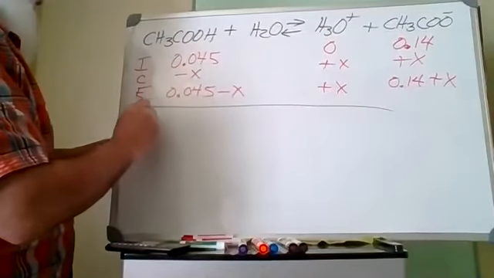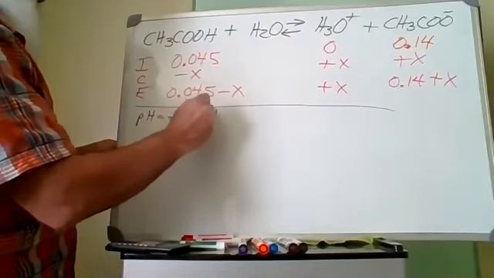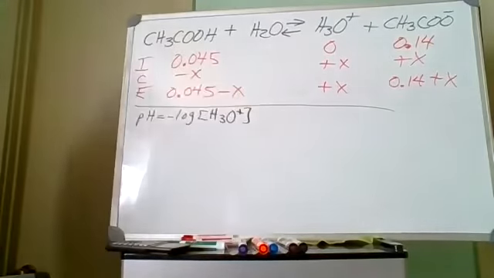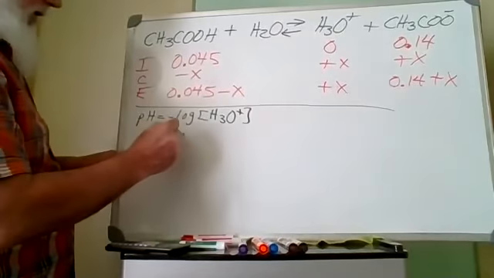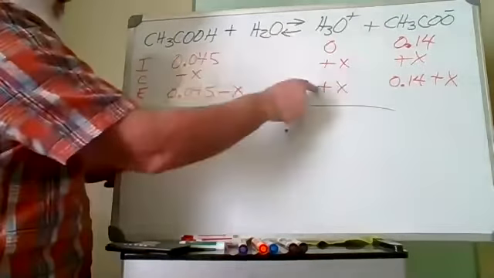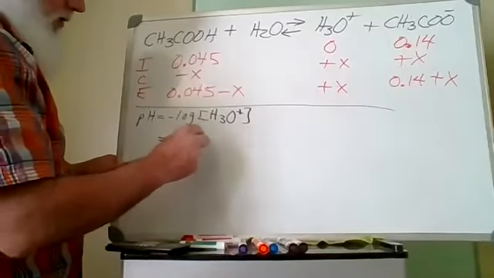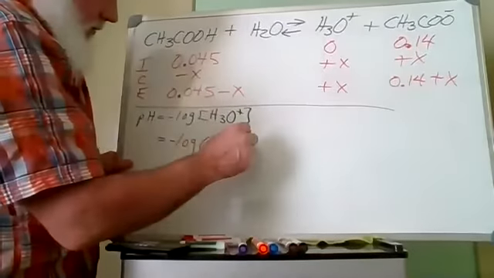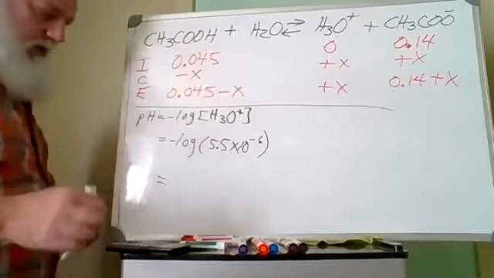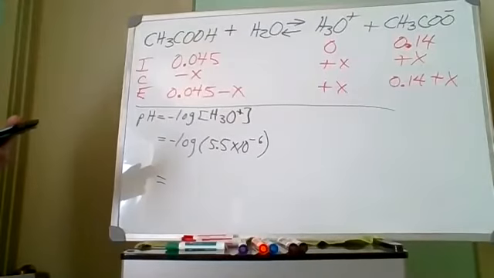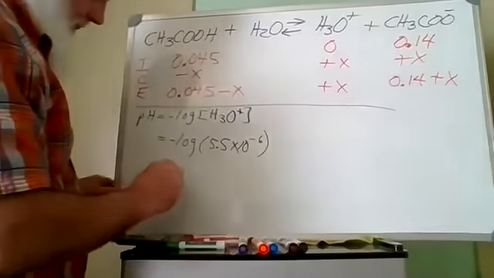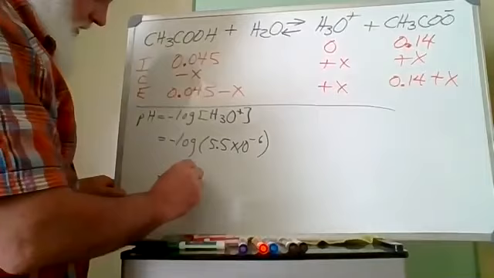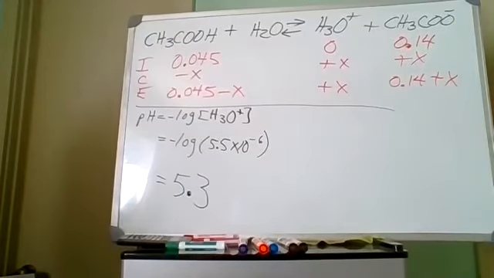So pH equals negative log hydronium ion concentration. We're going to plug in the value for the hydronium ion concentration, which was on that other board, the value for X: 5.5 times 10 to the negative 6. And that's equal to 5.3. Okay, and I checked, that is what I had before.